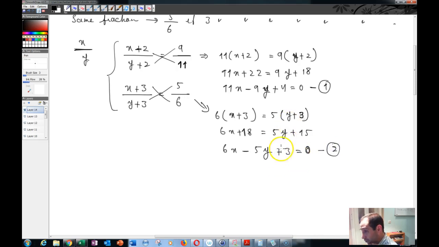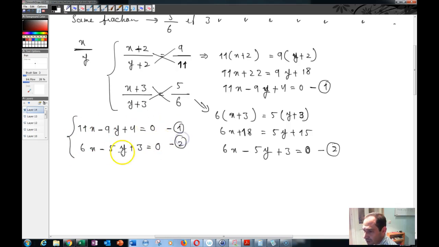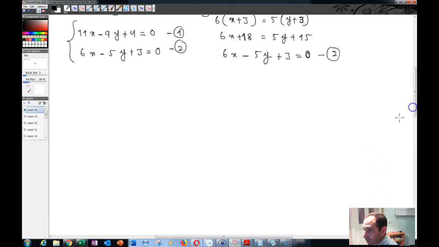So now you have two equations. One of them is 11x minus 9y plus 4 is equal to 0, and the other one is 6x minus 5y plus 3 is equal to 0. Okay, number 1, number 2, and it's a pair of equations in two variables. So now you can solve this problem by the method of substitution.